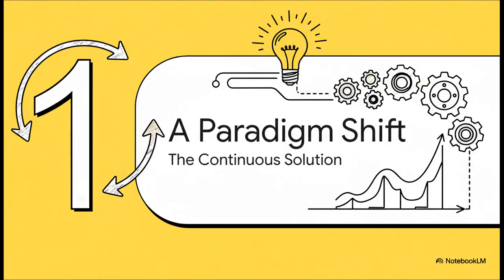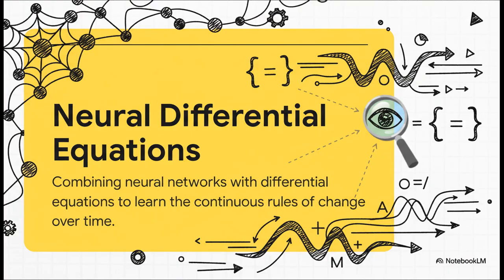So if that's the problem, how do we fix it? Well, the answer isn't just a small tweak, it's a major paradigm shift. It's about moving away from those discrete little updates and instead embracing the mathematics of continuous change. This is really the big aha moment. And the solution is this beautiful fusion called neural differential equations, or NDEs.